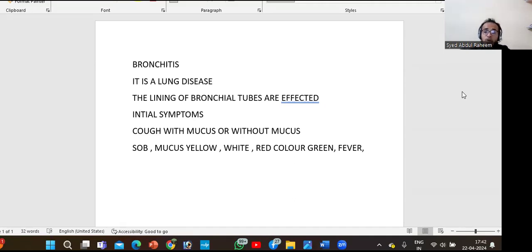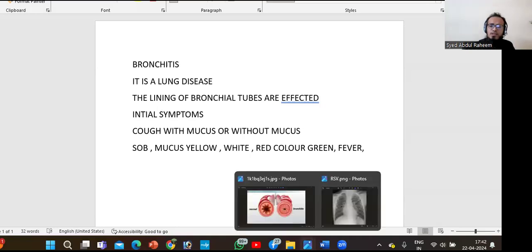If the problem is not treated well, it will become acute to chronic, and the patient will have severe cough and sputum. I already told you that the patient will have red color sputum. It indicates the presence of severe infection in the lungs. You need to treat the patient immediately.